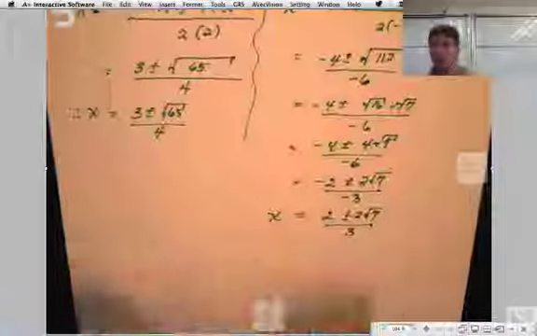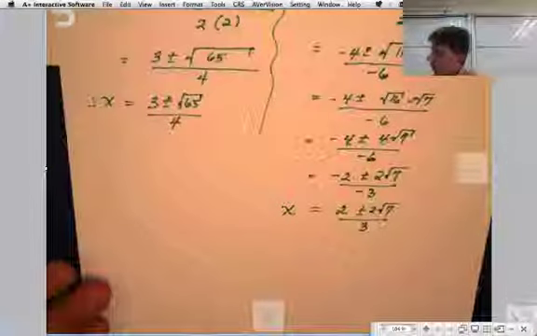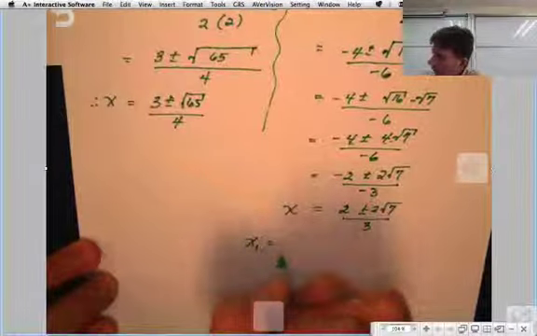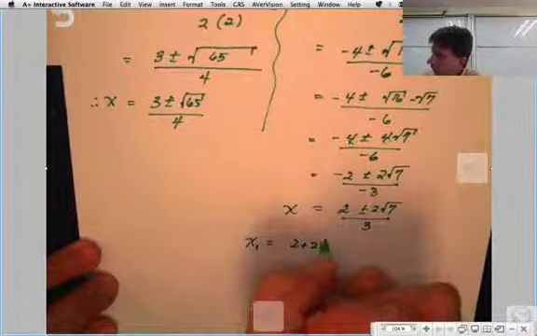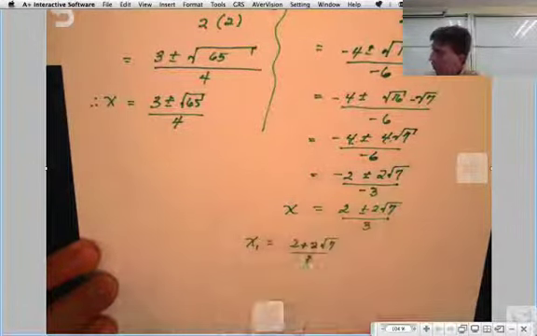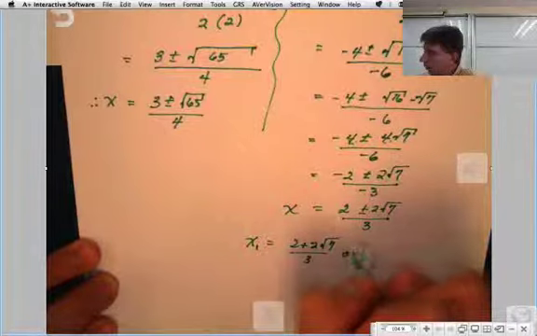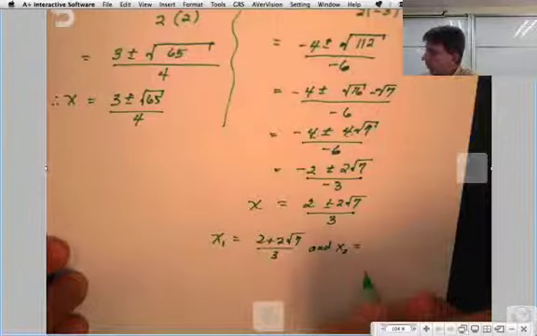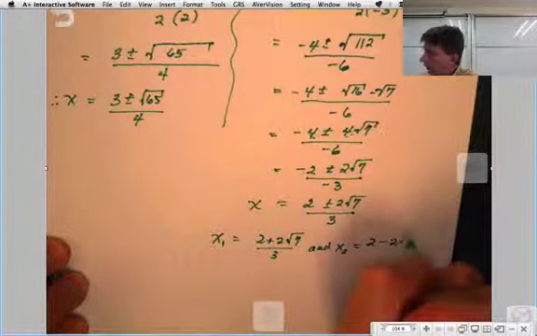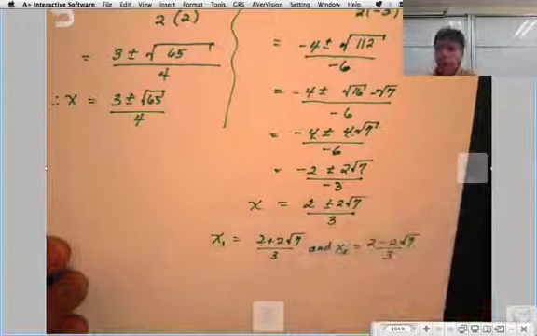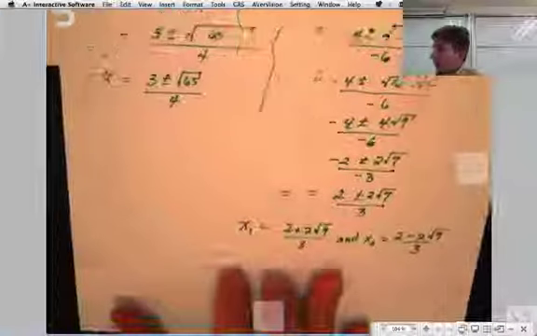So these are the 2 x-intercepts. So one of those would be, if I broke this apart just so that you can see it, x sub 1 equals 2 plus 2 root 7 over 3. And the other one would be, call it x sub 2, 2 minus 2 root 7 over 3. Okay, and again, you could find the decimal approximations for those.